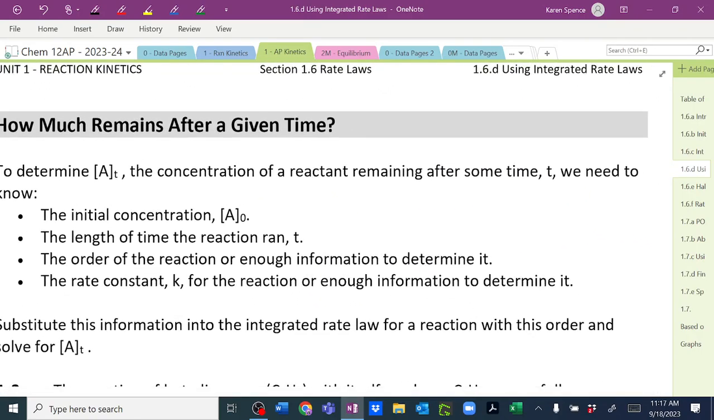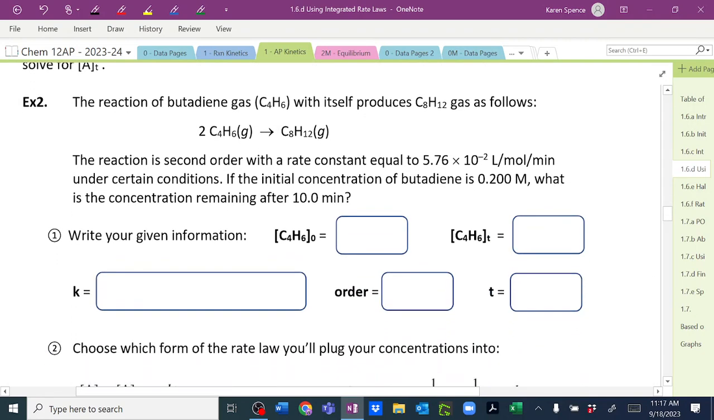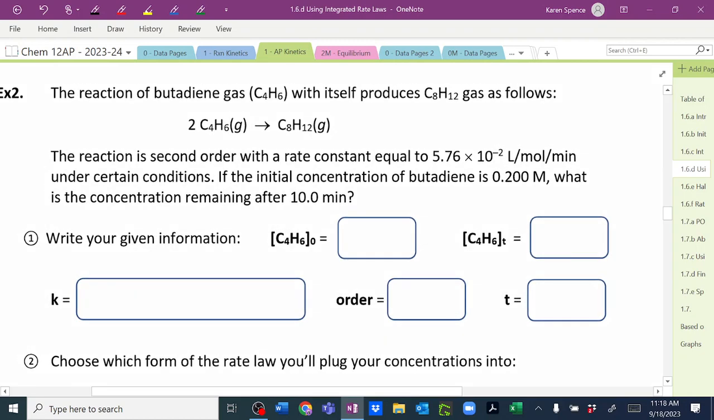How much remains after a given time? The reaction of butadiene produces C8H12 gas as follows. The reaction is second order, so we can fill that in, second order. The rate constant is 5.76 times 10 to the -2 liter per mole per minute. So just go data mining in your question. Just be like, what numbers do I have in my question?